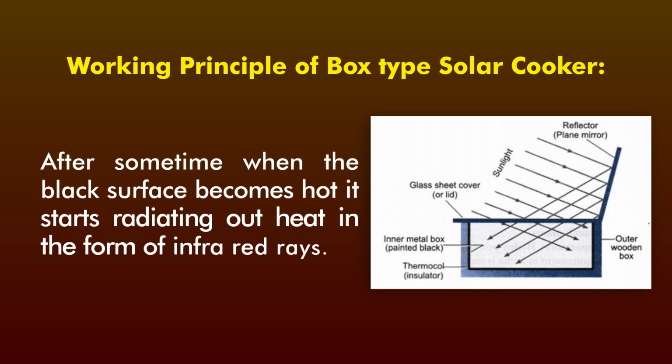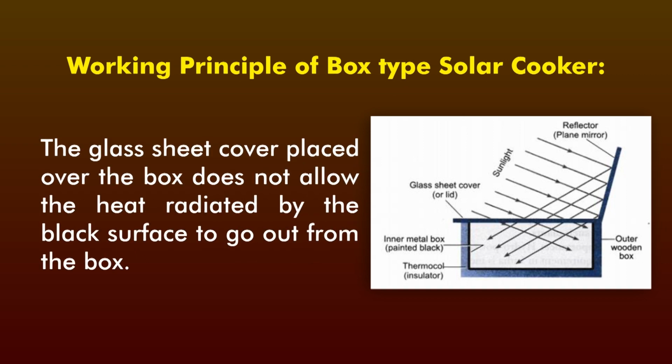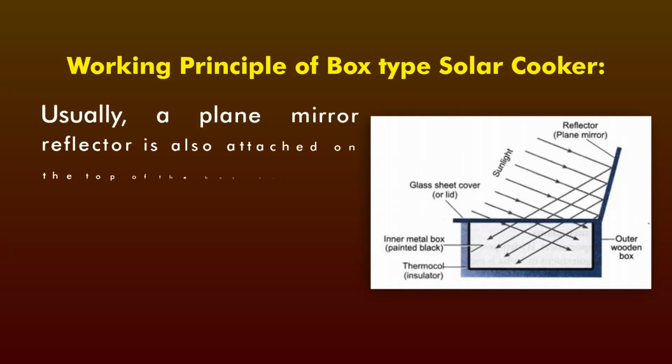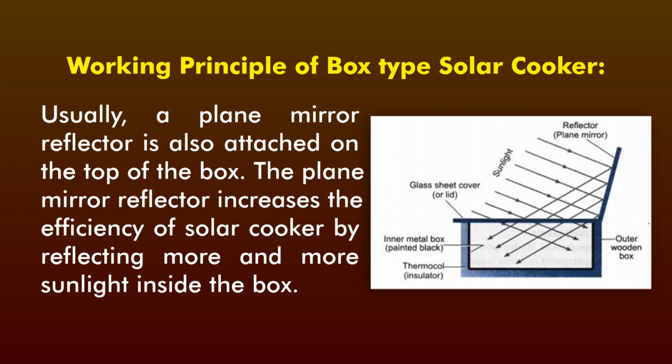The box becomes hot. But after some time, when the black surface becomes hot, it starts radiating out heat in the form of infrared rays. But the glass sheet cover placed over the box does not allow the heat radiated by the black surface to go out from the box. In this way, the glass cover enables the cooker to entrap the heat inside it. Usually, a plane mirror reflector is also attached on the top of the box.